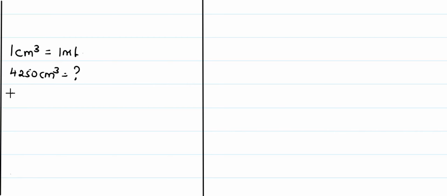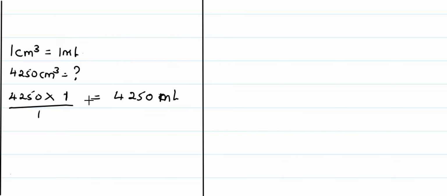So we cross multiply as usual. We take 4250, we multiply by this 1 here, and then we divide by this 1 here, and it becomes 4250 milliliters, like that. So 4250 centimeter cubed is also equivalent to 4250 milliliters.